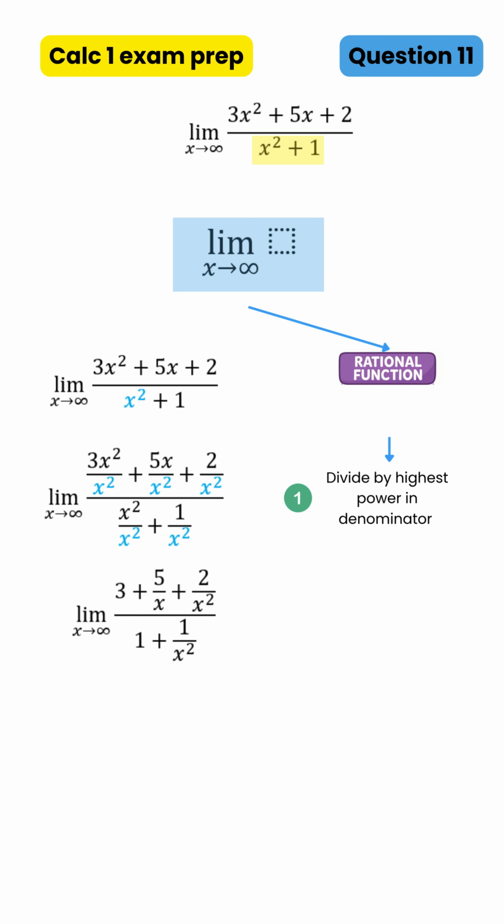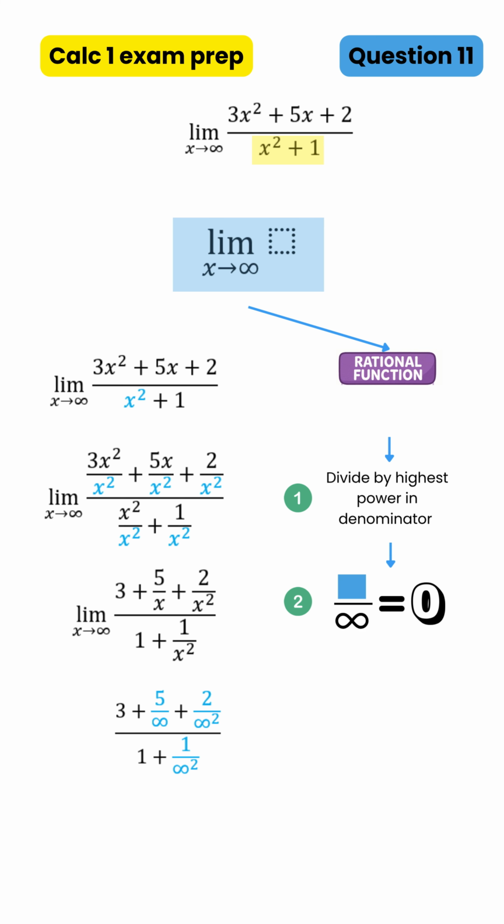The next step is to substitute infinity. Everywhere we have a fraction with infinity in the denominator, we replace it with 0, and then we have our answer.